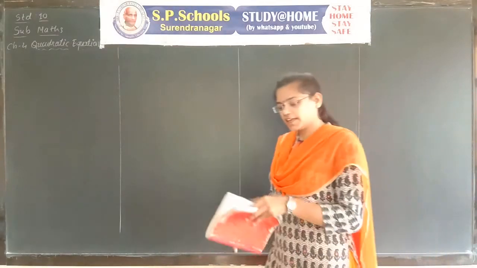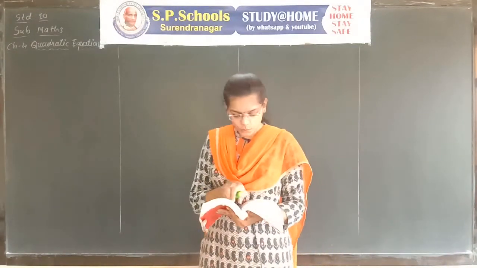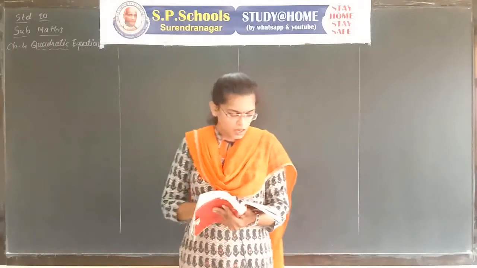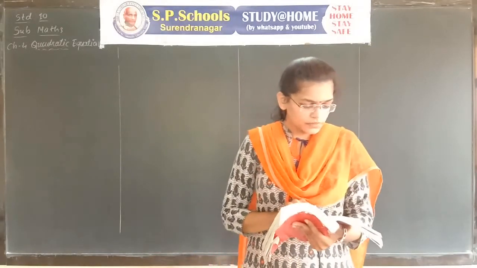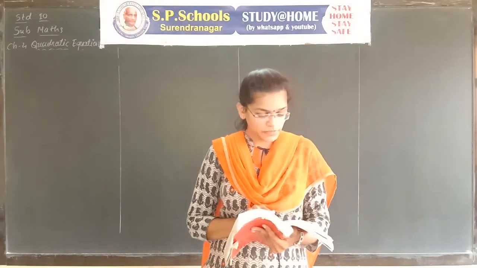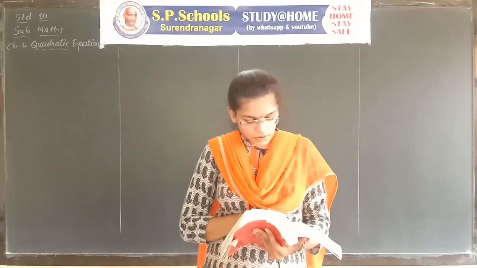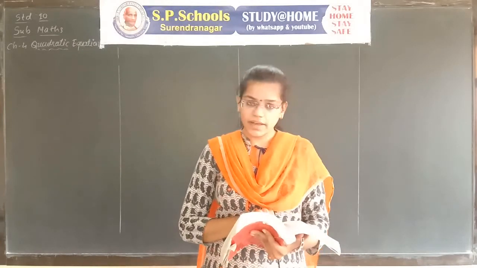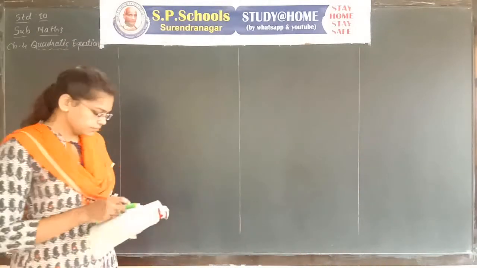Let's see the next example number 9. Example number 9 is the most important example. On your page number 82, first of all see the question. Find the roots of 4x square plus 3x plus 5 is equal to 0 by the method of completing the square. First of all we need to write our given equation.